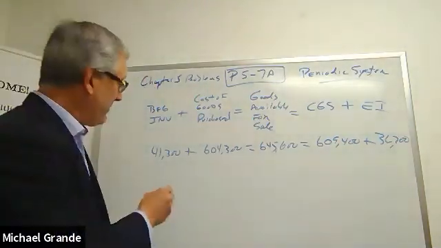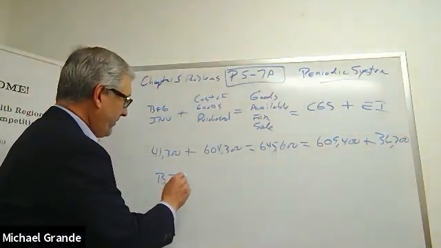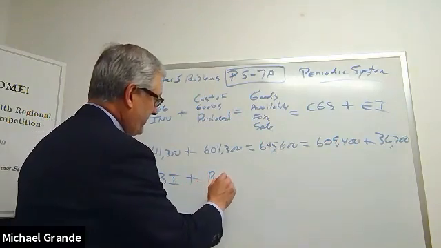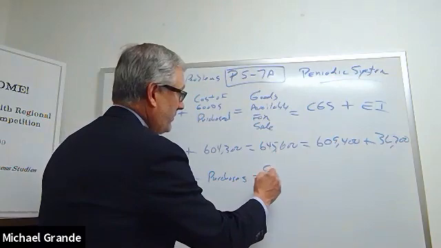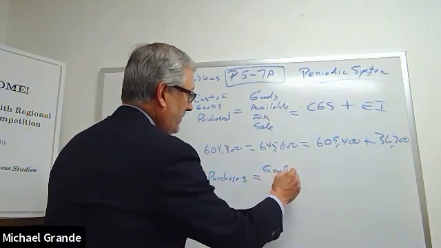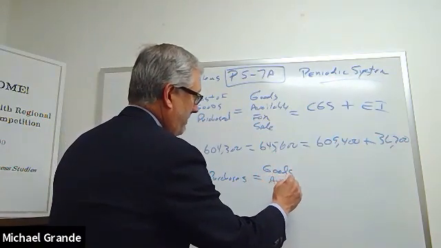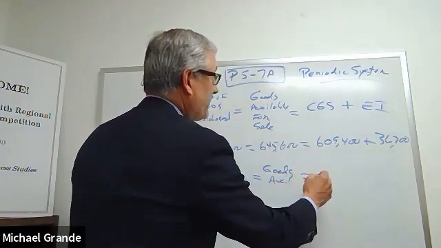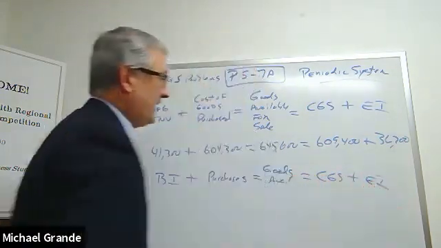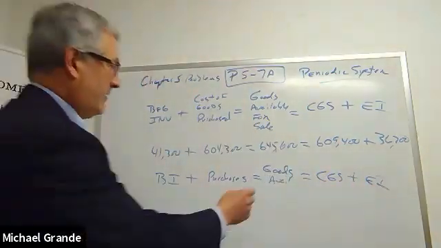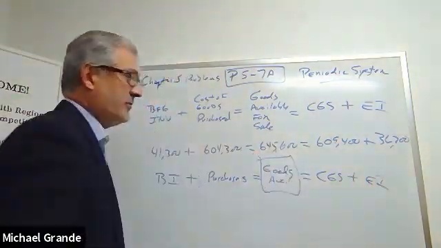You keep it simple. Beginning inventory plus purchases equals goods available, which equals CGS plus ending inventory. Should always work out.